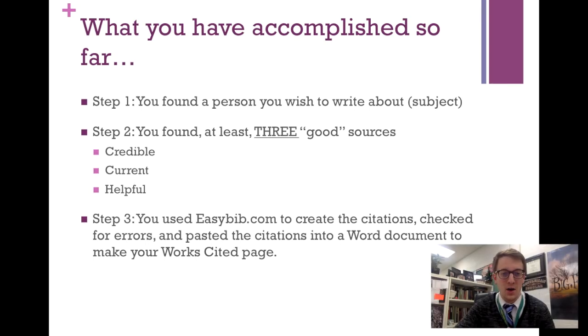So far, you have picked a person from the Time 100 or someone else that you thought was deserving of the Time Person of the Year title. Then you found at least 3 good sources, and by good I mean that they're credible, they're fairly current, and also hopefully they're helpful. They have lots of information that can be used to help you in your paper. And then finally, you used ezbib.com to make those citations and paste those citations into a Word document that now has essentially become your Works Cited page.